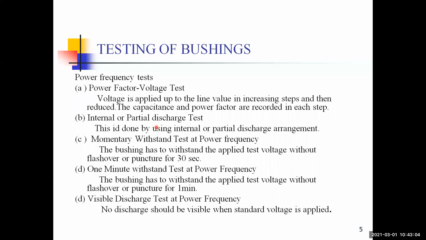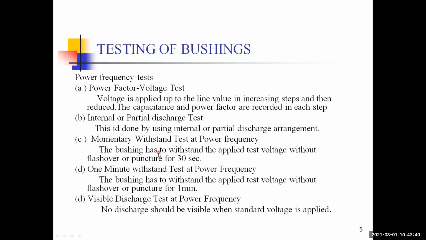Initially, this partial discharge is not a danger, it's not a severe effect, but after a certain time, after a few days, this minor damage will become major. So partial discharge in insulators must be taken care of. This is done using the internal partial discharge arrangement. I've already explained this concept. Then the momentary withstand test at power frequency.